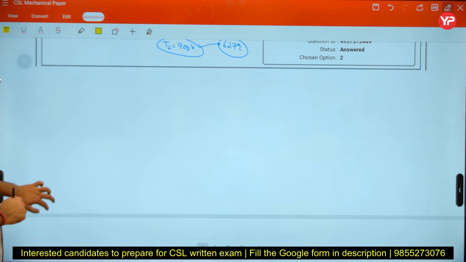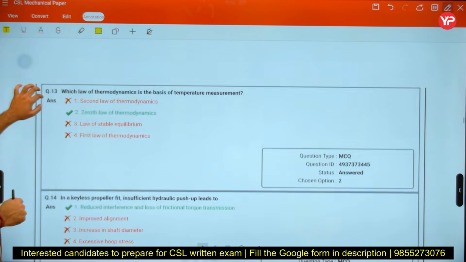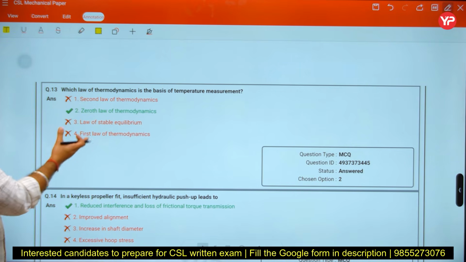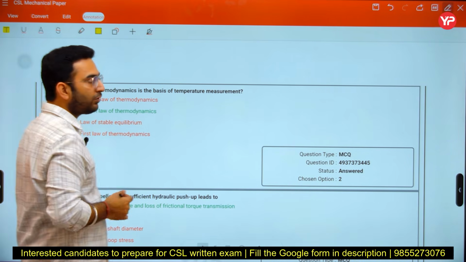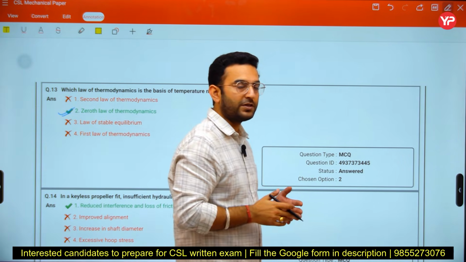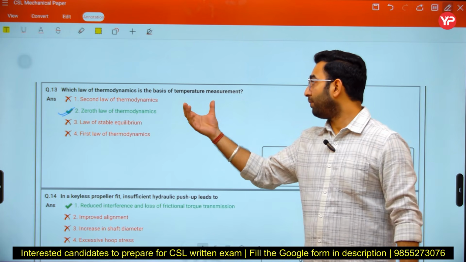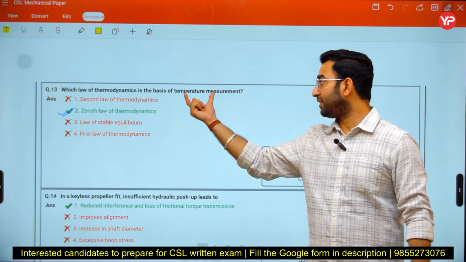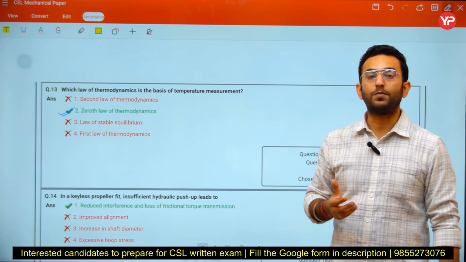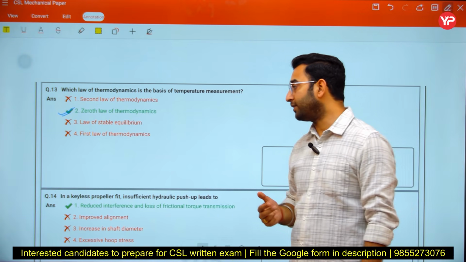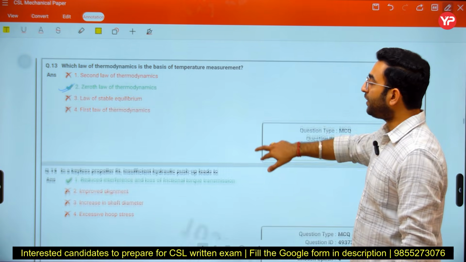Next part, which law of thermodynamics forms the basis of a temperature measurement? That is a very simple question. Zeroth law of thermodynamics forms the basis of a temperature measurement because it provides you the concept of thermal equilibrium. And for measuring the temperature here, we require a thermal equilibrium to be established between the two different entities here.